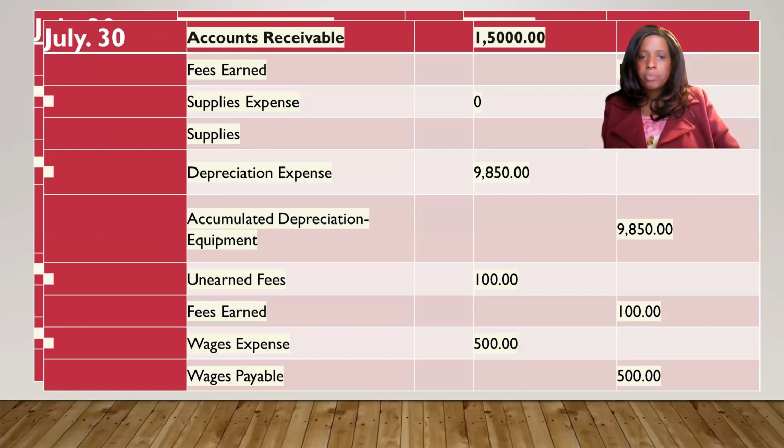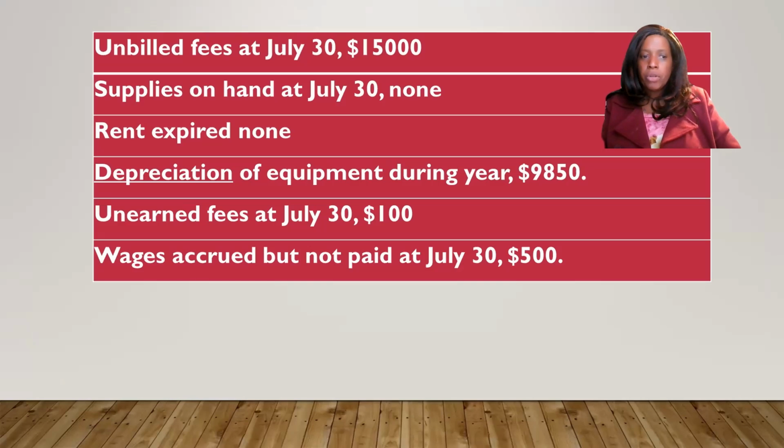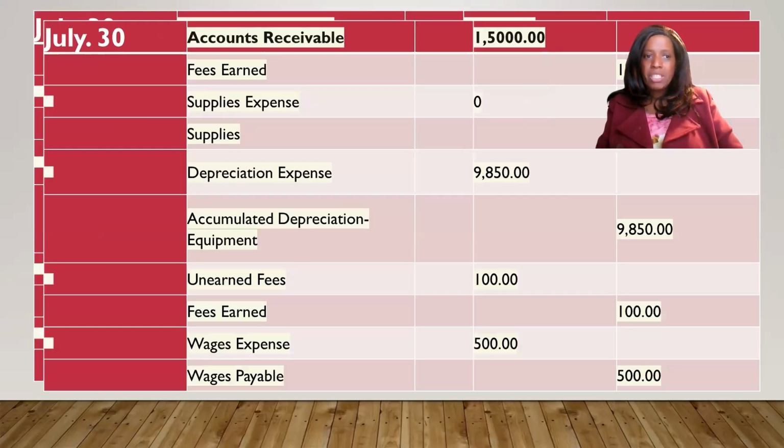So let's go ahead and go over the entries. The first one is what? Unbilled fees of $15,000. Everybody see that? The first thing that we do, we debit the accounts receivable for $15,000 and we credit the fees earned for $15,000. Everybody got that? Why? Because the amount is sitting in accounts receivable and we have not gotten paid from those customers. If we have supplies on hand, what do we record? We record supplies expense, and then we record supplies.